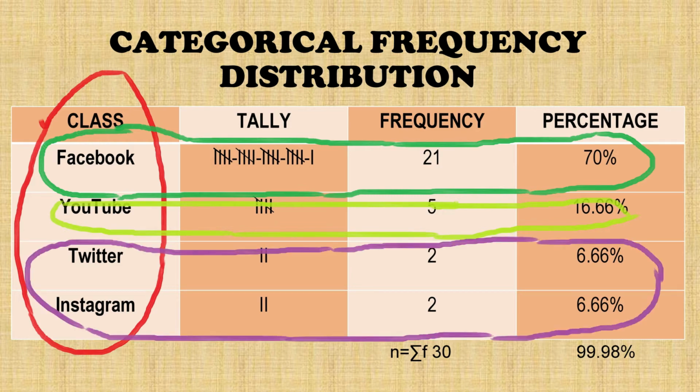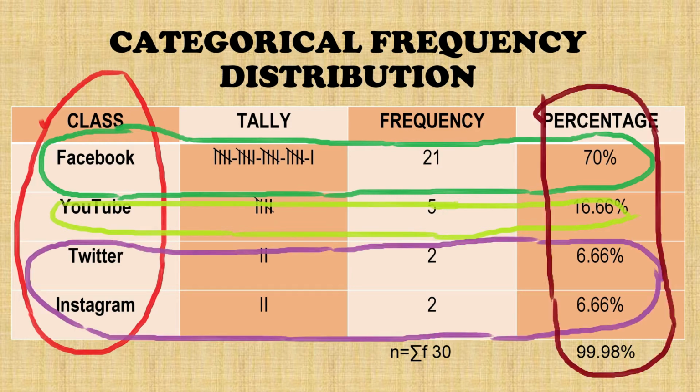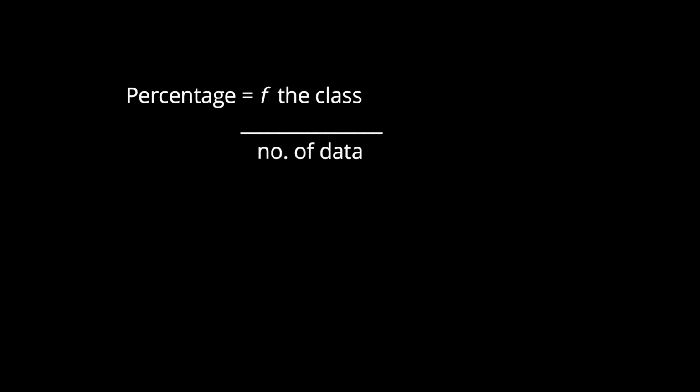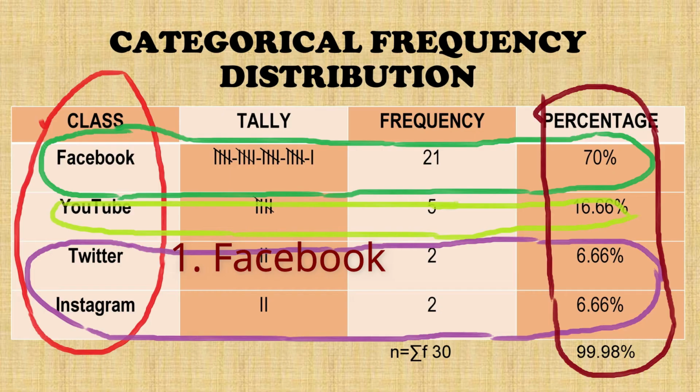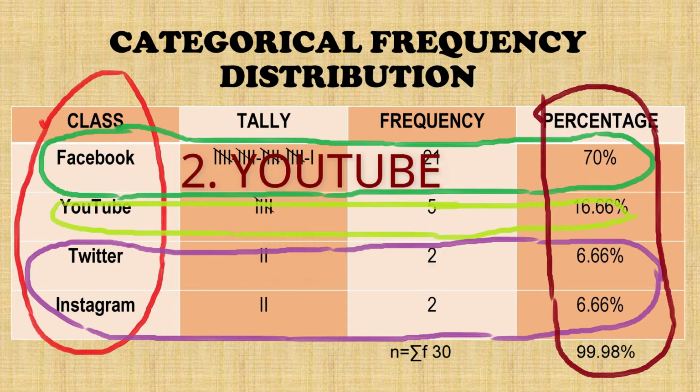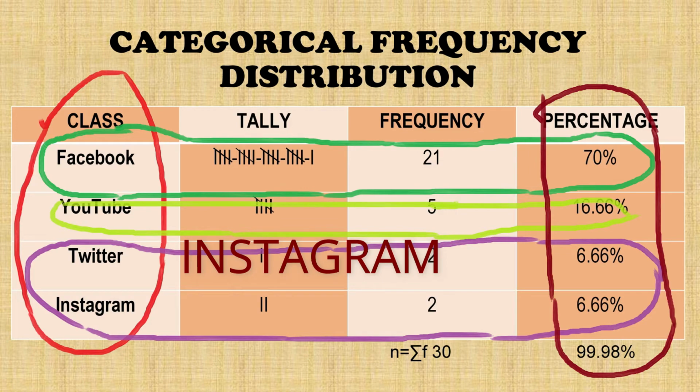In the fourth column, we can see the percentage rate of each class. In getting the percentage, we divide the frequency of a class by the total number of data and multiply it by 100. As expected, Facebook got the biggest percentage of all the social media applications that BPA-2A students mostly used, followed by YouTube, Twitter, and Instagram respectively.